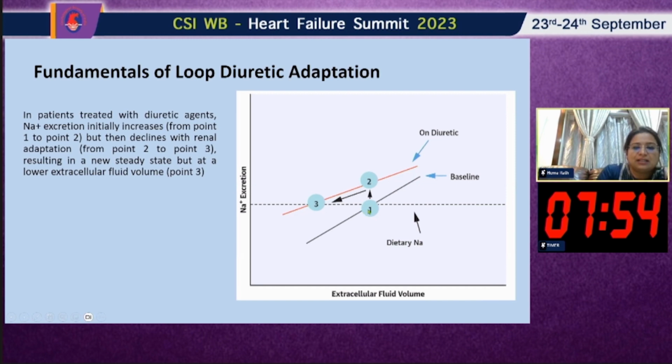See the stage at which the patient presents to you, and then the sodium excretion initially increases from 1 to 2, from the point 2 to 3, resulting in a new steady state but a lower extracellular fluid volume, which was not there in 1. In 1, there was a higher extracellular fluid volume.